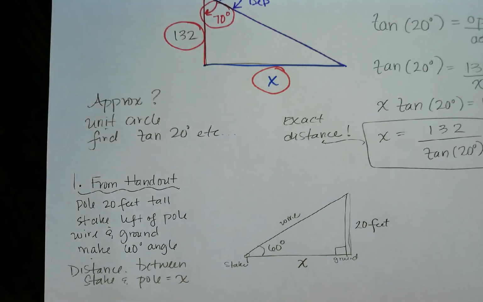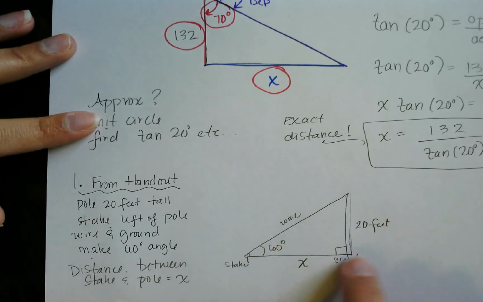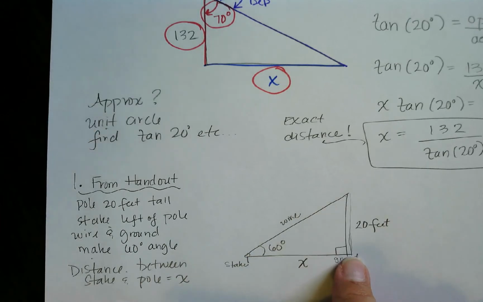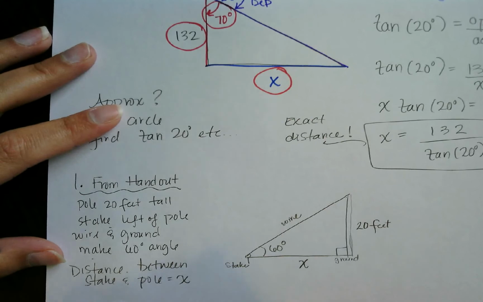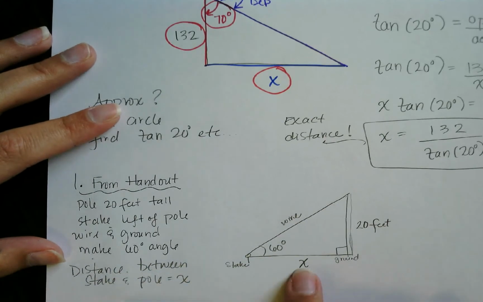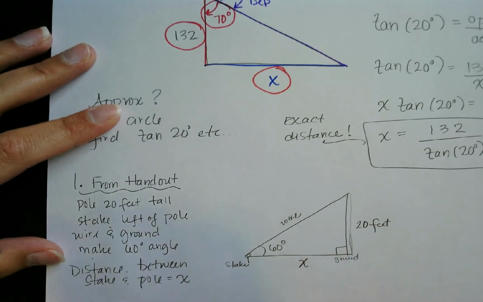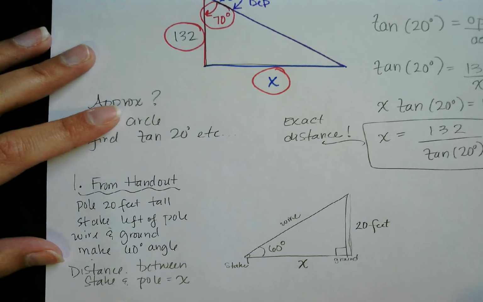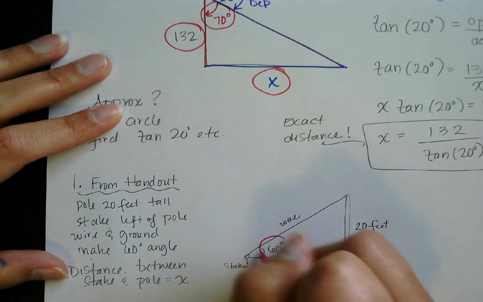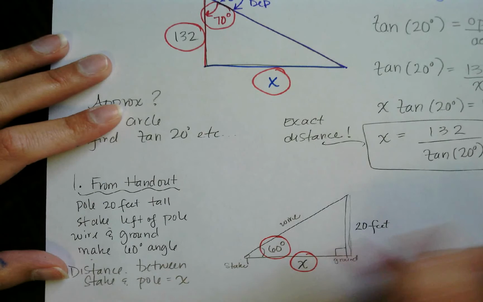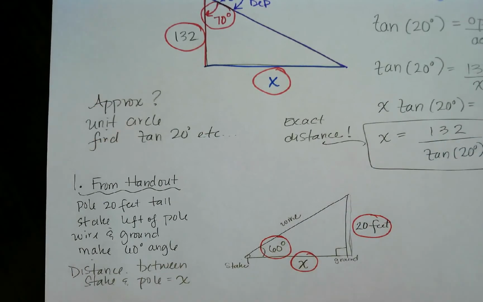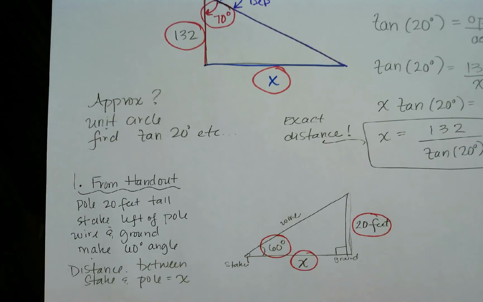All right, so now we have everything labeled. We have a degree, we have one side. Again, we can't use the Pythagorean theorem because we don't have enough sides. We don't know the hypotenuse, that would be the hypotenuse, and then this distance from the stake to the ground. So we're going to use 60 degrees, we're going to use this side, and we're going to use 20. That's all the information we've got. We've got to use the X. That's what we have to find.